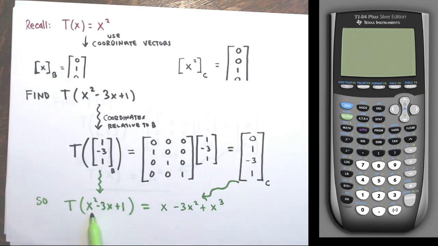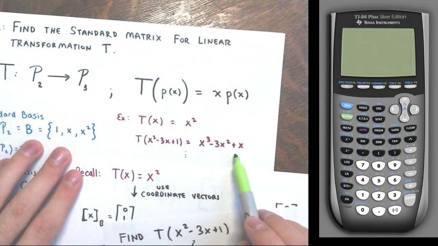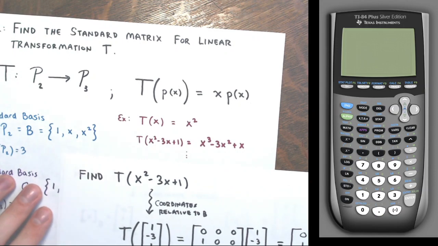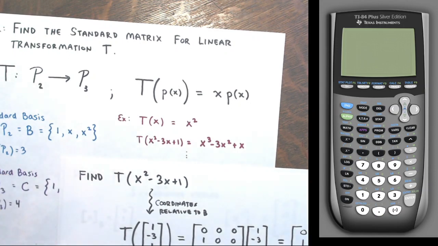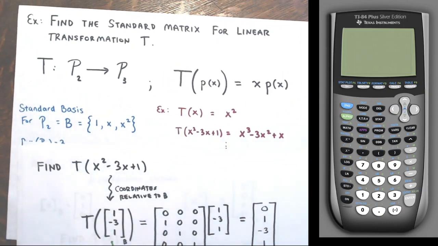And remember that's what I got earlier. If you multiply this polynomial by x, you'd get x cubed minus 3x squared plus x. It works out, and that's exactly what I got earlier, just in the other order. All I did was write the terms in the other order. Okay, so hopefully this makes sense: we're just taking our input vectors and writing them as coordinates with respect to the standard basis for the domain, and taking our output vectors and writing those as coordinate vectors with respect to the standard basis for the codomain.